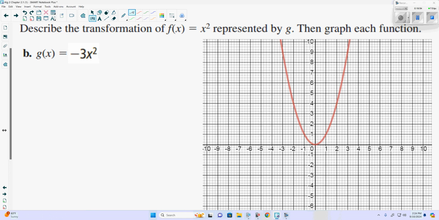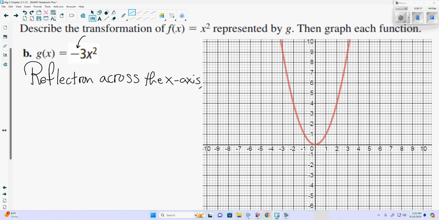-3x squared. Do we have parentheses? No, so there's no horizontal stretch or shrink reflection across the y-axis. But we do have that negative. It's telling us we have a reflection across the x-axis, because that's all that negative is telling us. When we multiply that negative in front of our parentheses or x, it's a reflection. Since it's outside the parentheses, it's across the x. Inside would be across the y.